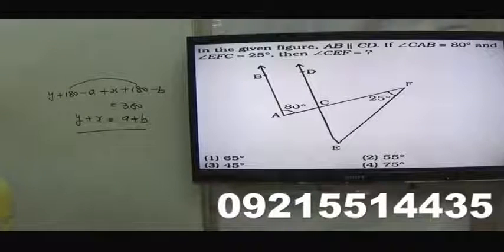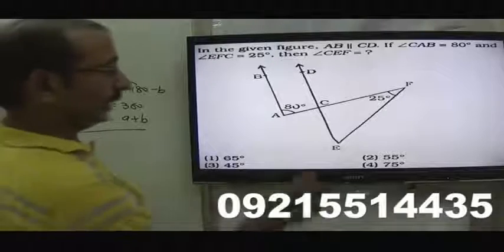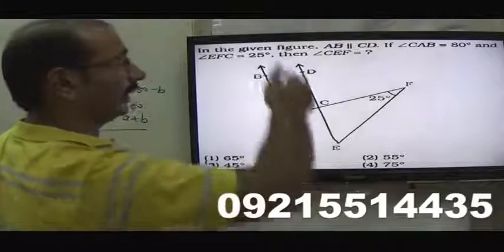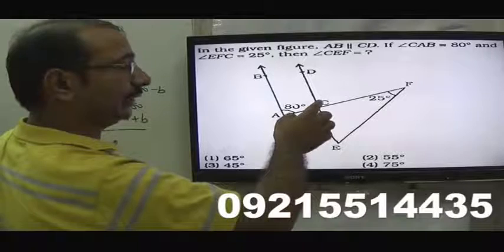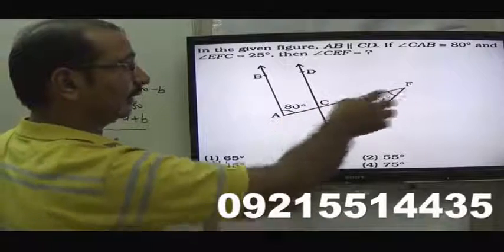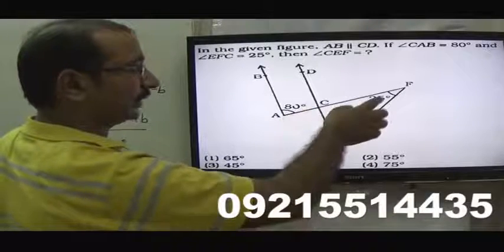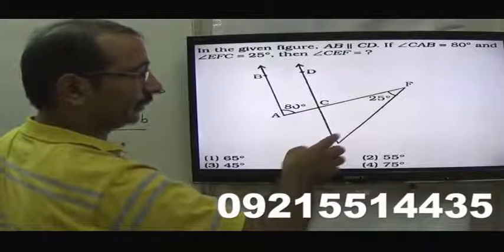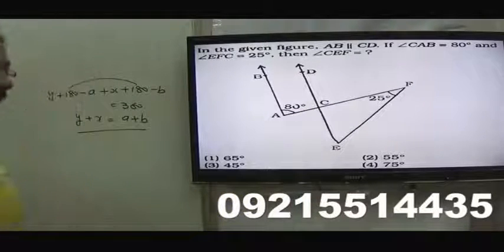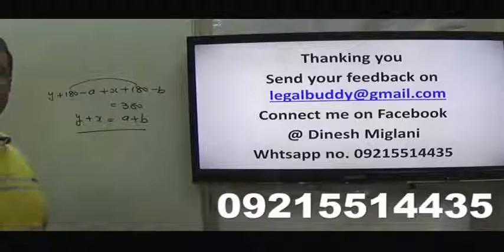We have to find angle CEF. CEF. That angle we have to find out. These two are parallel. This is 80. This must be 80. Right. This is external angle to this triangle. This is 80. This is 25. This must be 55. Hence I can say angle CED is equal to 55 degrees. Second becomes my answer.